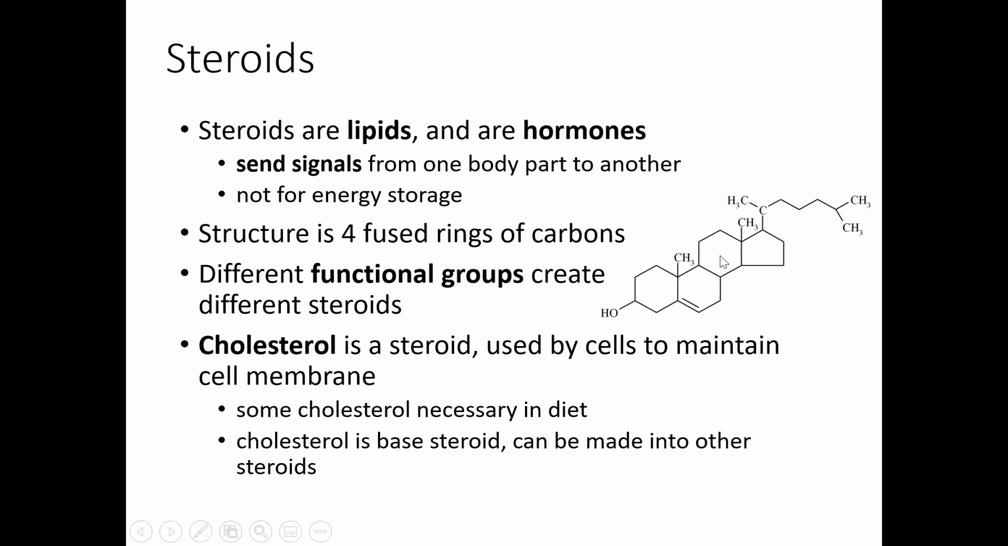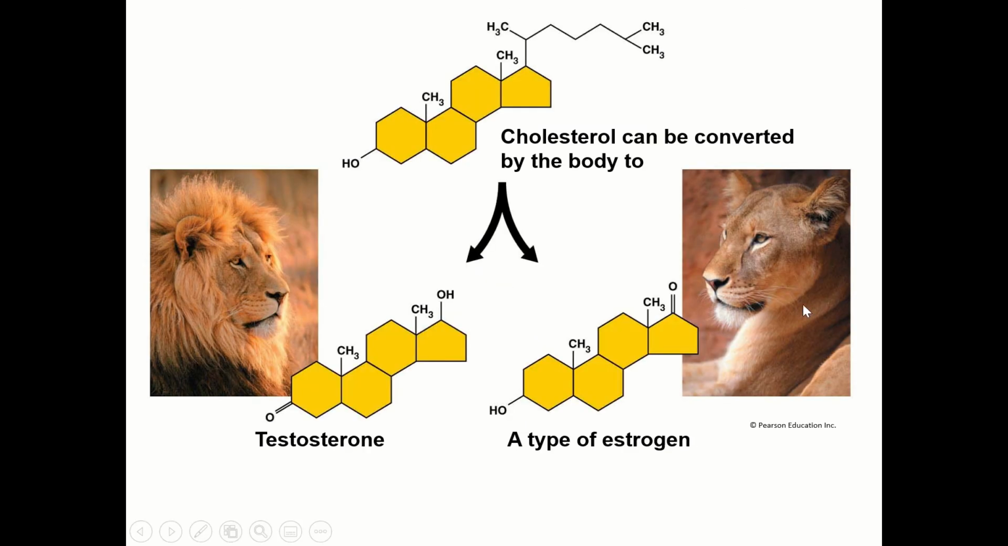The structure is these 4 fused rings of carbon, and then different functional groups on those rings give the different steroids different functions. Cholesterol is a steroid, which is actually very important to your cells because it helps maintain the shapes of your cells. Cholesterol is so important that if your body doesn't get enough cholesterol, it will make it. So you need some cholesterol in your diet. But if you get too much cholesterol in your diet, then it can build up in the walls of your arteries and damage your heart. So you've got to balance the amount of cholesterol in your diet.